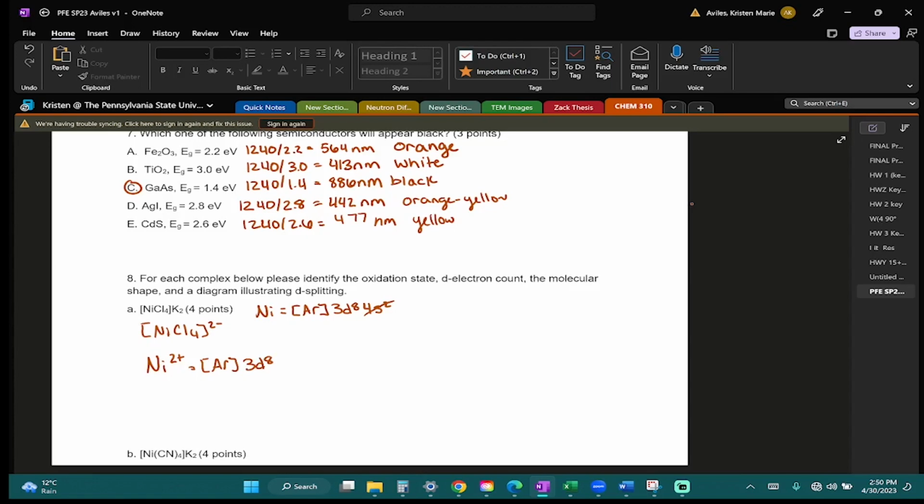And what shape do we think this is going to undergo? Before we get there, we're going to talk a little bit about the complex and what we know about it. So far, we know it's d8. We know it has a coordination number of 4 because there's only 4 ligands there. Remember, anything outside the brackets, we don't care about. That's not bonded to a metal, that is there to counterbalance the charges. And what type of ligand is Cl-? Yeah, it's a weak field ligand.